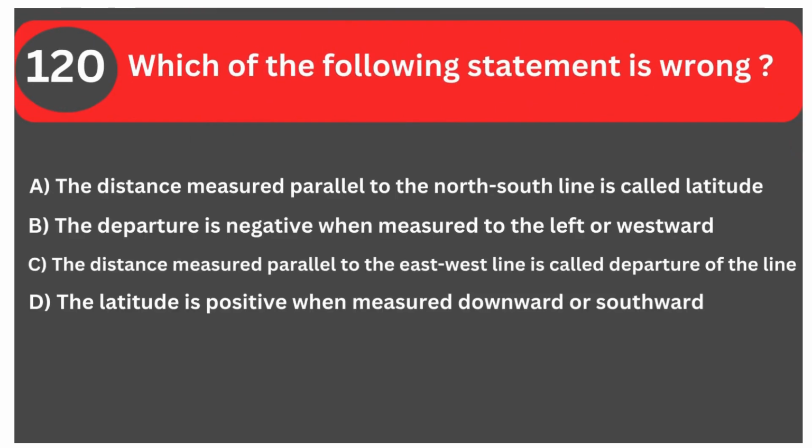Which of the following statements is wrong? Options: A. The distance measured parallel to the north-south line is called latitude. B. The departure is negative when measured to the left or westward. C. The distance measured parallel to the east-west line is called departure of the line. D. The latitude is positive when measured downward or southward. Answer: D. The latitude is positive when measured downward or southward.